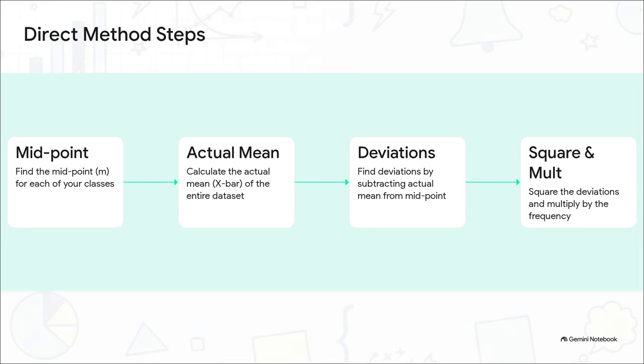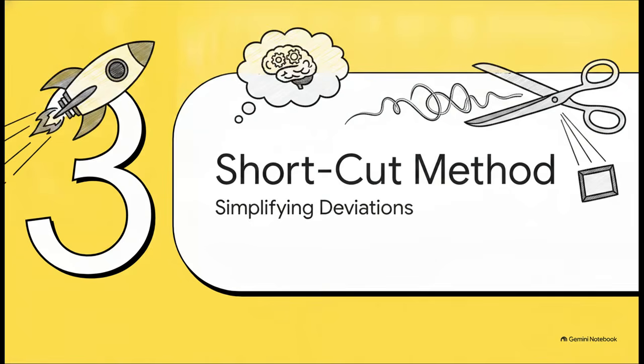Step 1, you find the midpoint, which we call M, for each of your classes. Step 2, calculate the actual mean of your entire data set. You'll often see this represented as x bar. Step 3, find the deviations. This right here is exactly where that little x comes from in our formula. We take the midpoint, M, and subtract the actual mean, x bar. And finally, step 4, we square those individual deviations and multiply them by their corresponding frequency, f. Sum all of that up, divide by n, take the square root, and boom, you have successfully calculated your standard deviation.